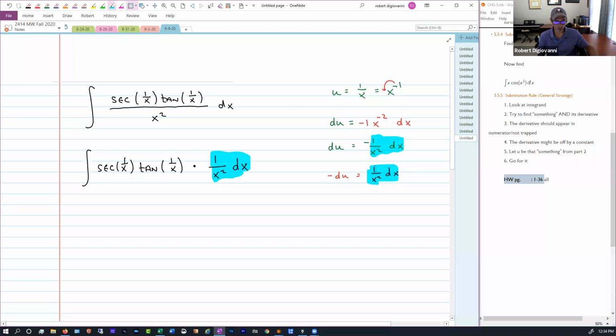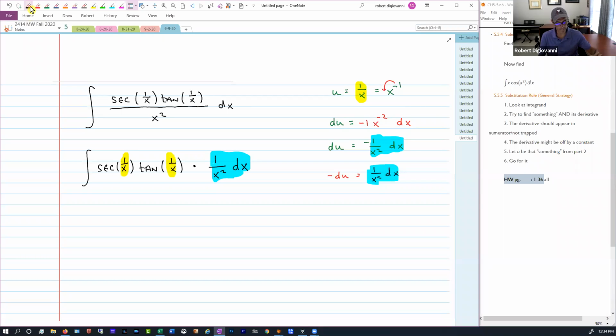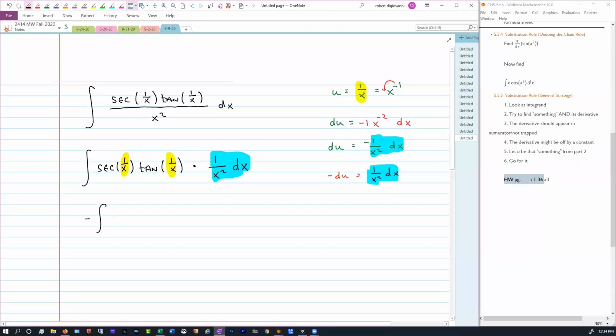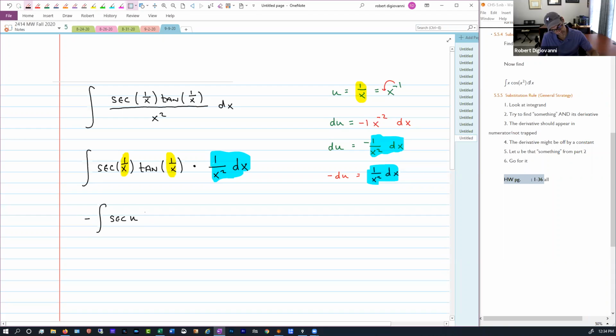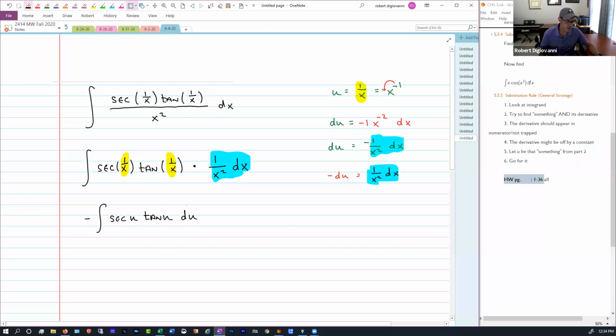So I think it's rewrite integral time, isn't it? 1 over x is going to be the u. So what would the new integral be? Negative integral of secant u tangent u times du. Yep. All right. And Jorge, do you know the antiderivative of secant u tangent u?